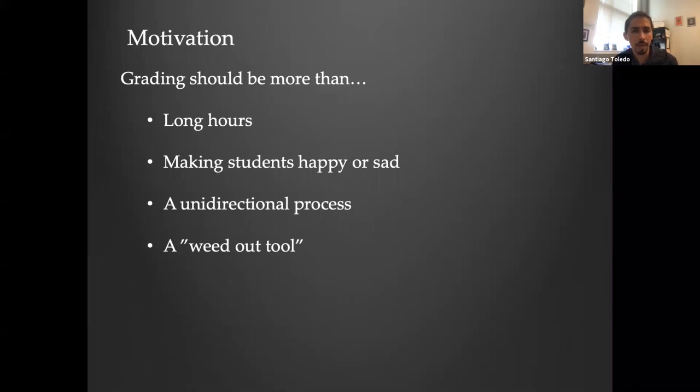That, I don't know if grading needs to be that level of torturous, hopefully for all of us. It also shouldn't be a tool to make students happy or sad. This is not about making them happy, or that's not the point, right? We're giving them feedback that might elicit an emotion, but the ultimate point of the grading is not to do that. This definitely should not be a unidirectional process where we spend all of this time, and a lot of us as instructors spend tons of time providing feedback, and then the student grabs it, puts it in the backpack, and forgets about it for the rest of the time.